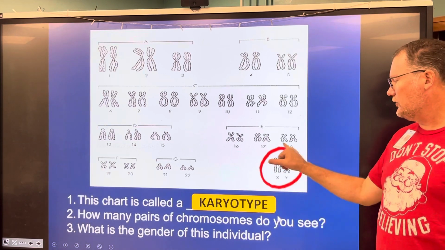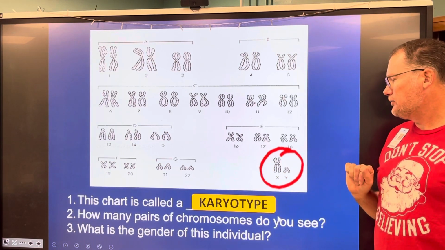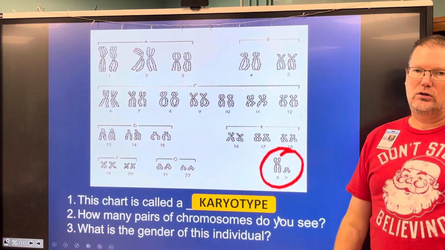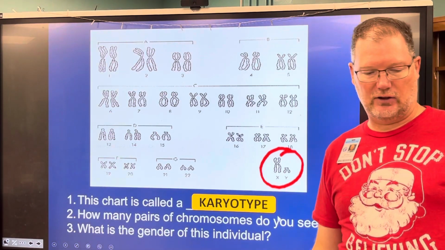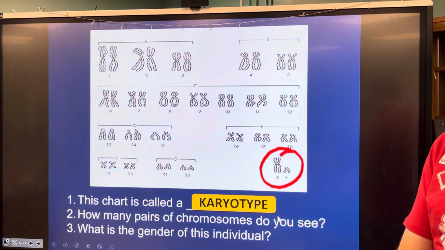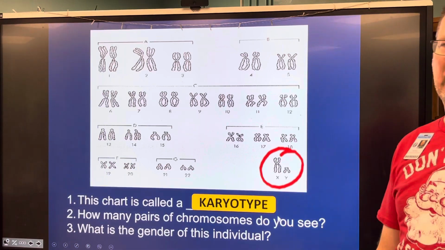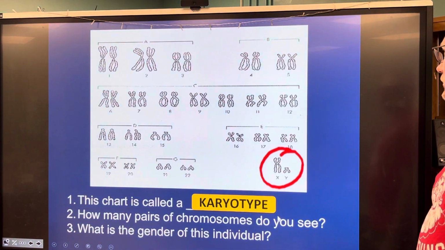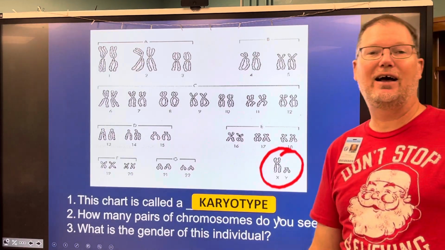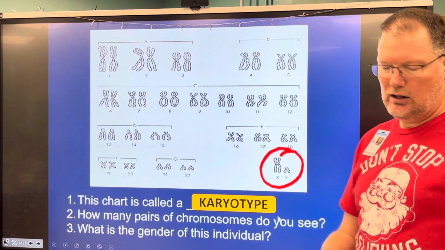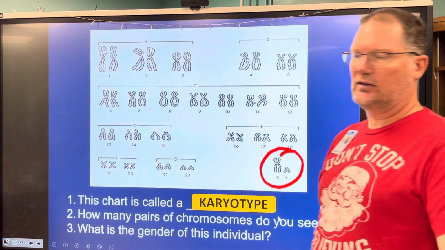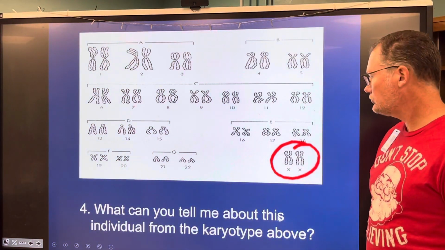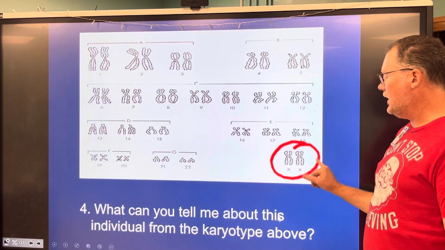Based upon this information, the X and Y, however, what gender is this? What sex is this individual? They have an X and a Y. If you said male, that's correct, X and Y, okay? And therefore this one's female, X and X.